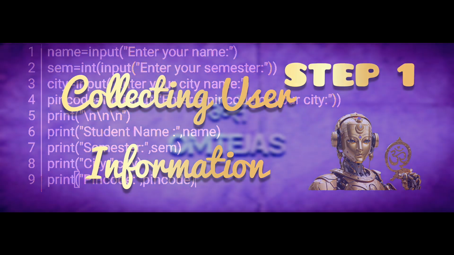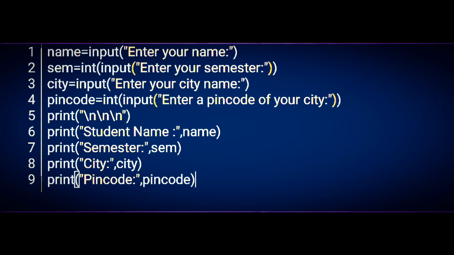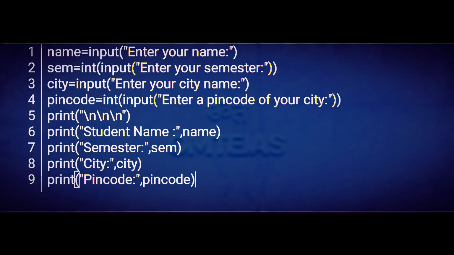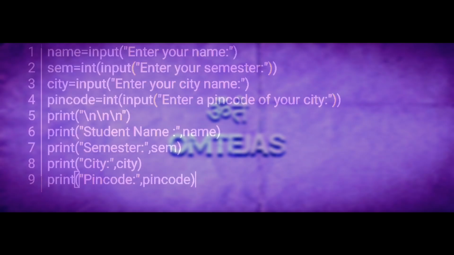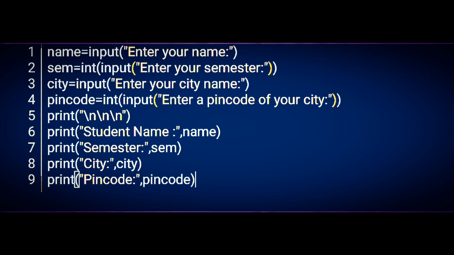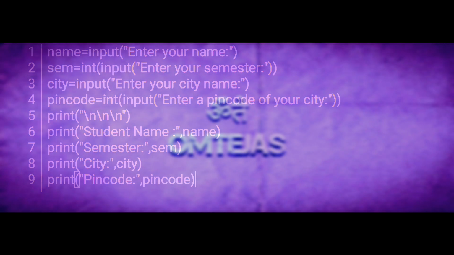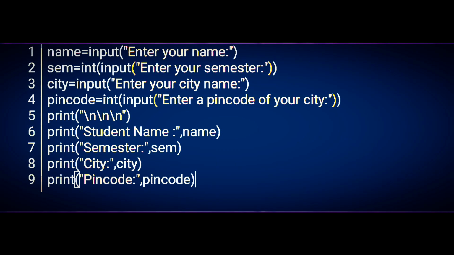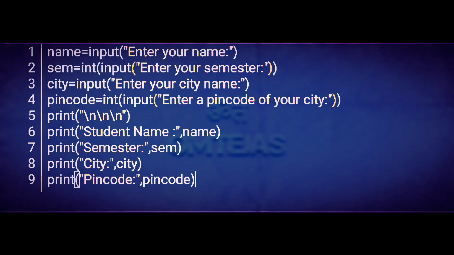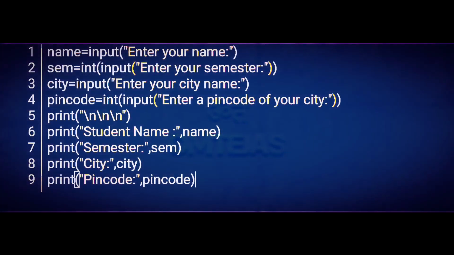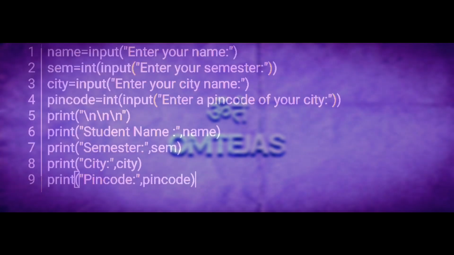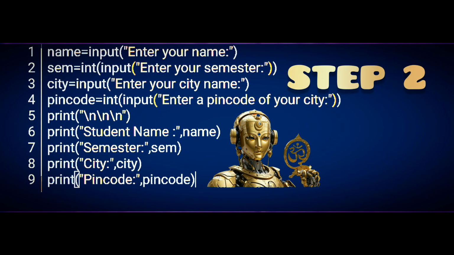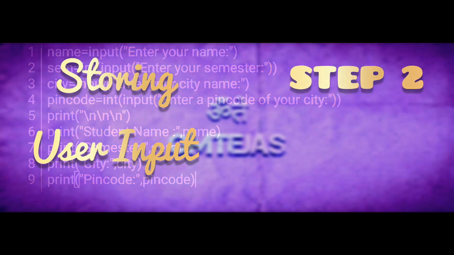Collecting user information. The program begins by asking the user to input their name, semester, city, and PIN code. Input prompts. Here, we have 4 input prompts. The user is asked to enter their name, semester, city, and PIN code. Example. User input. My name is Raj, I'm in the 3rd semester, I live in Mumbai, and my PIN code is 4001.